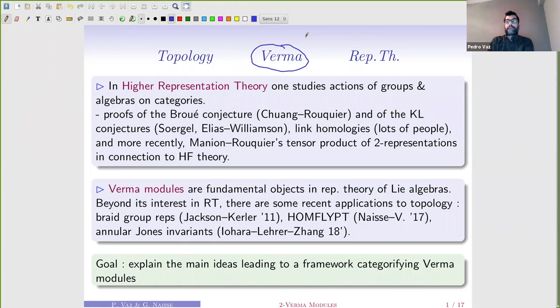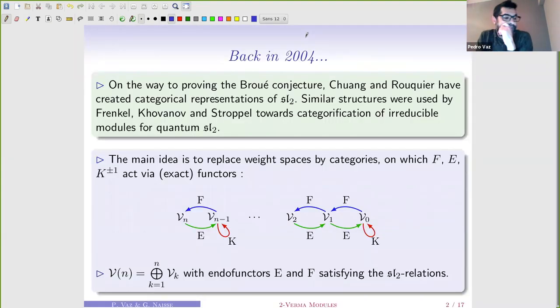So what I'm going to talk about is just try to explain the main ideas that led to the categorification of Verma modules. This story starts around the beginning of the century, where Chuang-Rouquier and independently Frenkel, Khovanov, and Stroppel were developing ideas towards categorical representation of SL2 and categorification of representations of SL2. And all these ideas converge to what nowadays we call higher representation theory.